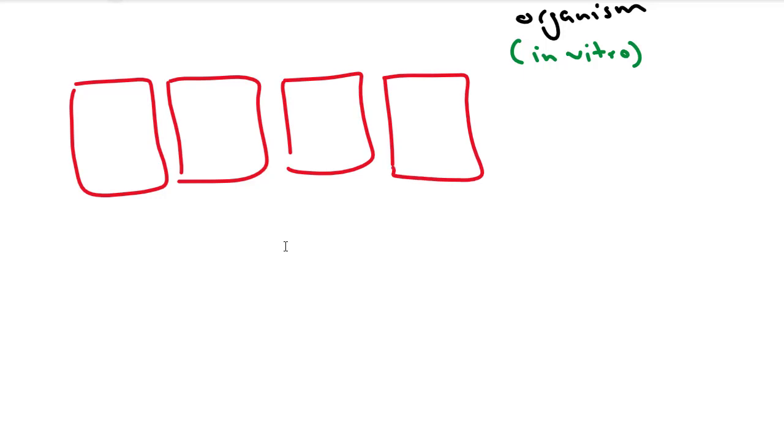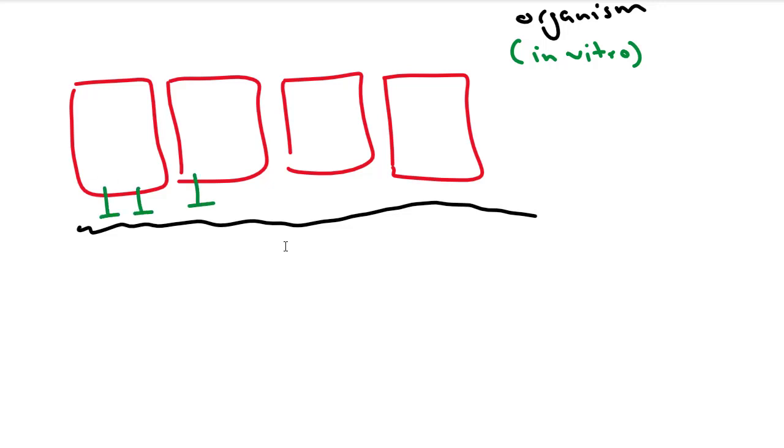Right, and you have a basement membrane here, which is a bunch of proteins, and they have proteins that bind to this basement membrane, keeping these cells tethered to the basement membrane so they don't just fly off. And here are the nuclei just to make it look like cells, right?